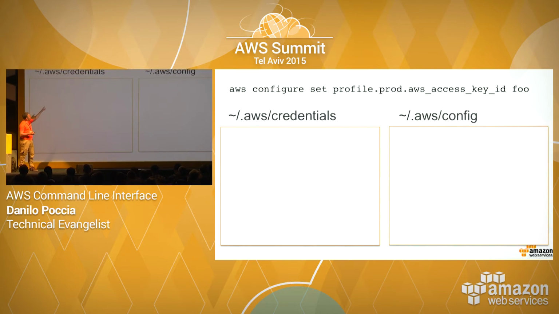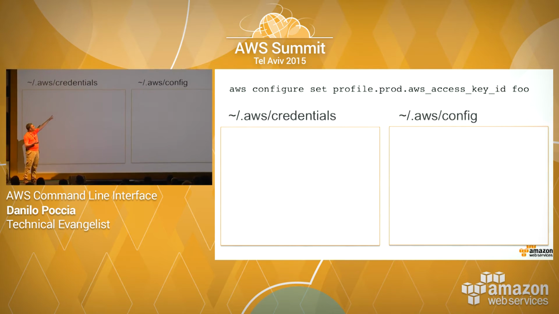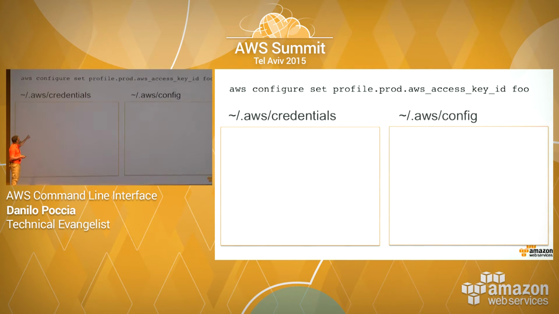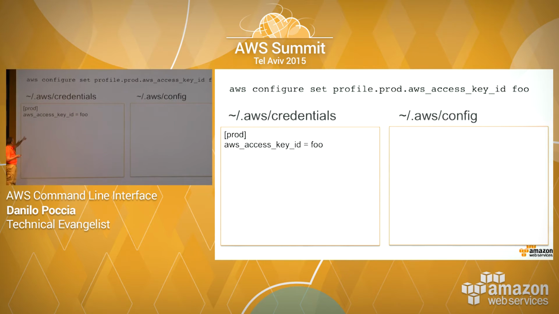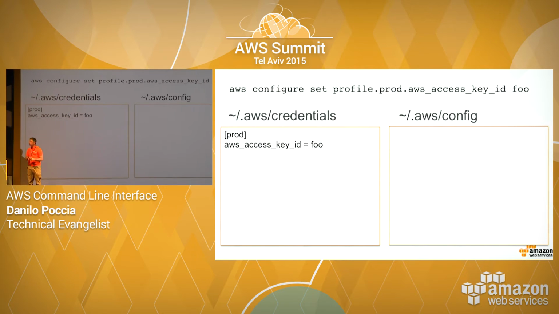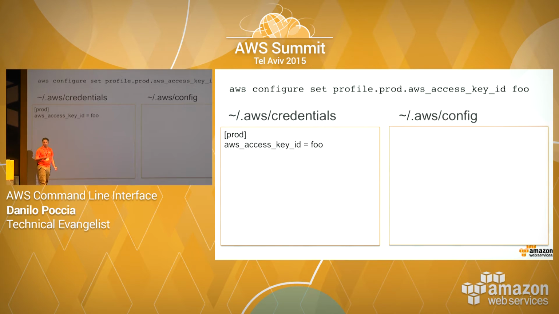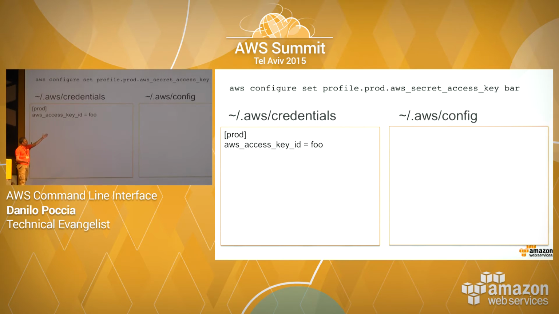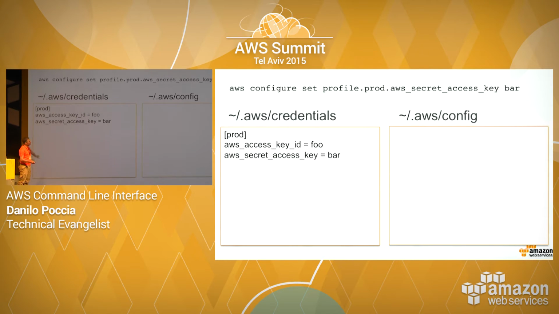If you do aws configure and you set for the profile prod the AWS access key to a full value, this will be written here in the credentials file. To specify that it is the prod profile, we use this square bracket syntax to identify the name of the profile. Then if we put the secret access key to bar, of course it's exactly the same. It's part of the credentials.